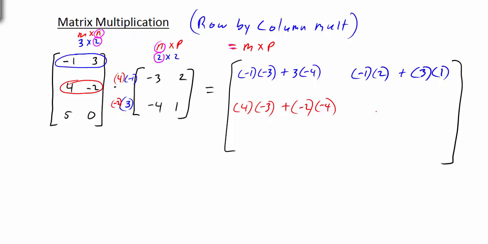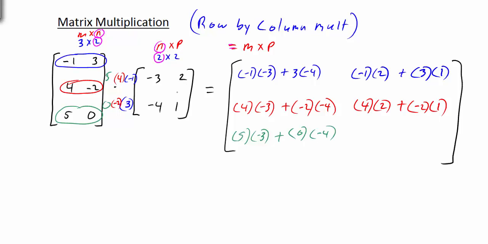And now for the next entry, you're going to still take the 4 times 2 plus negative 2 times 1. And then we're going to move to the next row, 5, 0, and we'll do the same thing. 5 times negative 3 plus the 0 times negative 4.